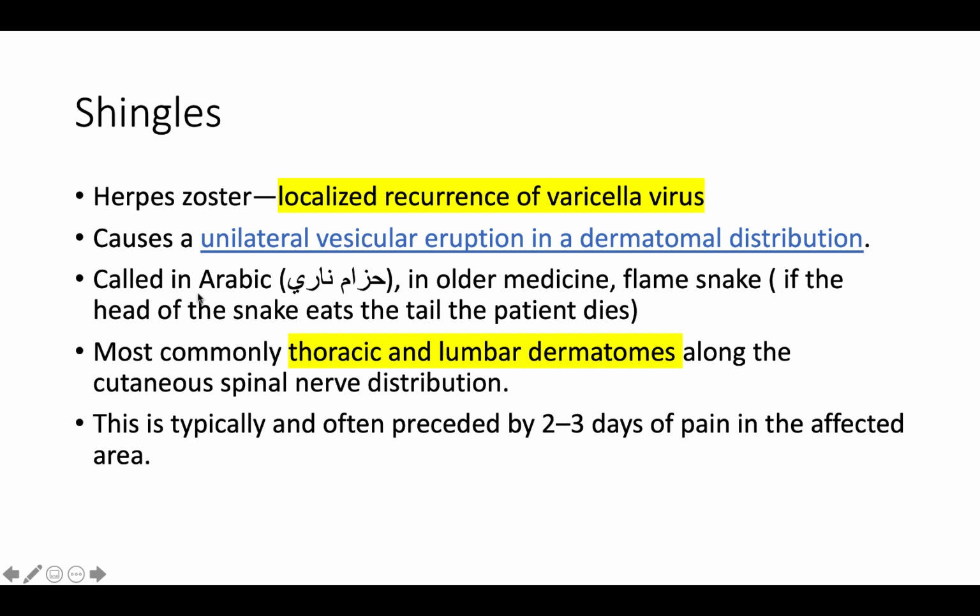So called in Arabic حزام ناري. In older medicine, the flame snake. بحكوا لك إذا الحية بالطب الأبقراطي إذا الحية عضت راسها البيشنت بموت. يعني إذا صار عنده bilateral and has the dermatome has crossed over to both sides, this is very severe and the patient dies. Most commonly thoracic and lumbar dermatomes would happen, although every dermatome is fair game. ممكن يصير بالhead and neck, but the dominant is thoracic and lumbar dermatomes.